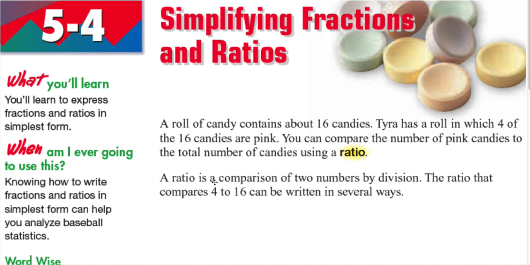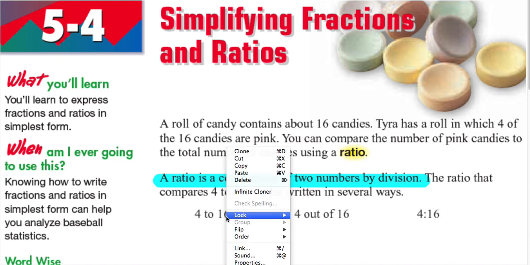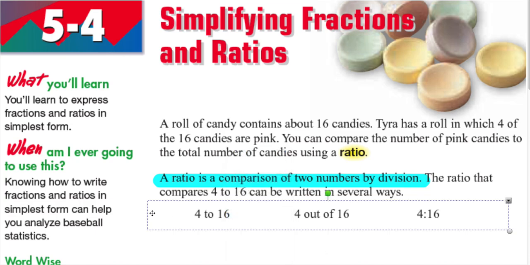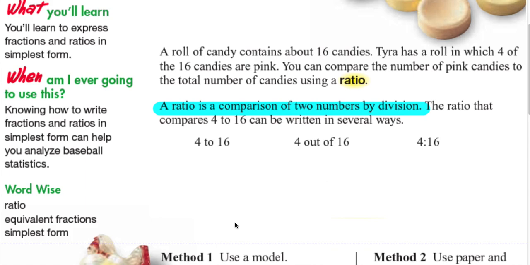The ratio that compares 4 to 16 can be written in several ways. So this should be in your notebook: comparison of two numbers by division. So you know right away that when you're talking about a ratio, the operation of division comes into play. So 4 to 16 can be written in several ways, and these are the several ways. You can do 4 to 16, 4 out of 16, 4 colon 16. There's another way of writing a ratio, which is a fraction, 4 over 16. So that is another way of writing a ratio, okay?